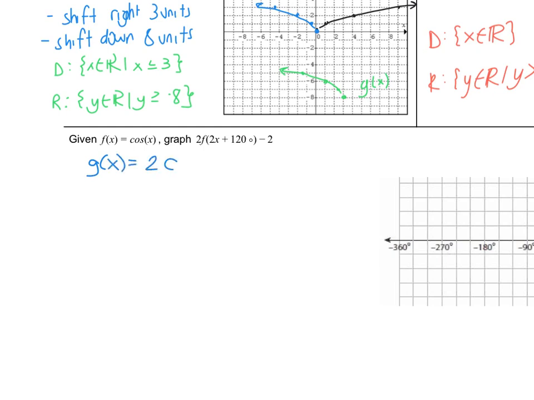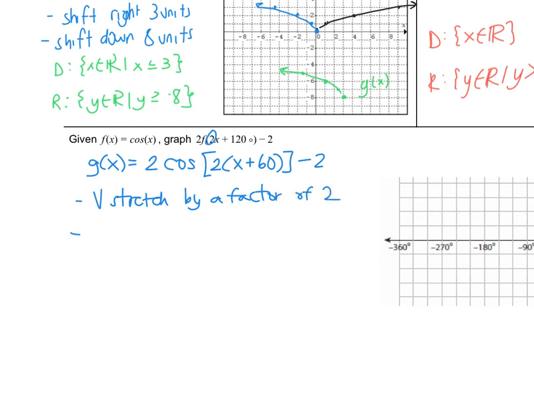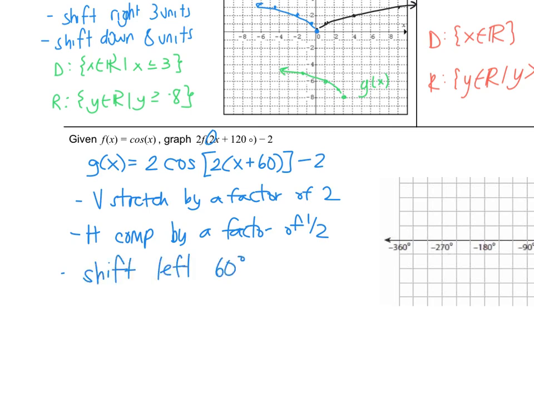So let's just put our transformation into our function. So the 2 will go outside of cos, and inside I am going to factor out that k value of 2, and 120 divided by 2 is 60, and then minus 2 on the outside. So I know I have a vertical stretch by a factor of 2. I know I have a horizontal compression by a factor of a half. I know I'm shifting to the left 60 degrees, and I'm shifting down 2 units. So I am going to make my scale on the y-axis go up by 1 so that I can fit everything that I need.